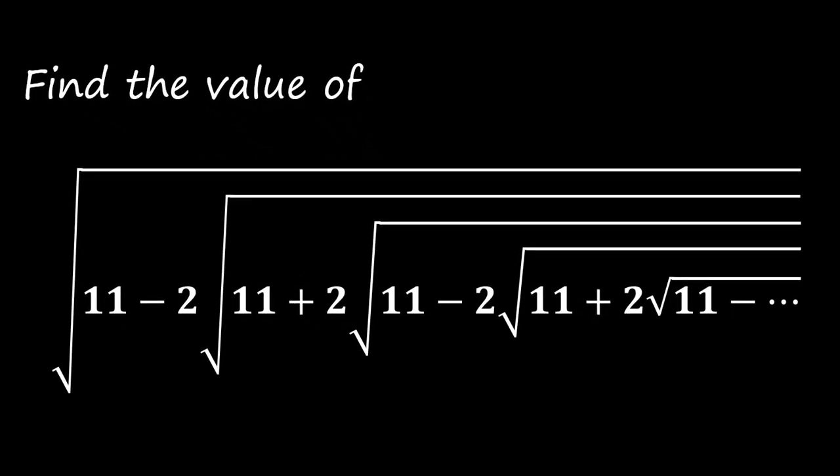For today, let's look at this interesting question regarding infinite nested radical. Here is the question. Find the value of square root of 11 minus 2 square root of 11 plus 2 of square root of 11 minus 2 of square root of 11 and so on. Note that the sign take alternate minus plus minus plus. Please have a good try before you look at the answer.